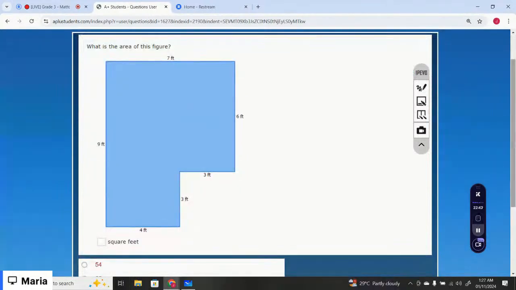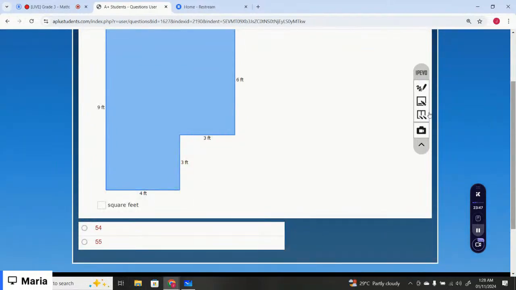What is the area of this figure? Which is the correct option? The correct option is 54. Option number 1 is the correct option.